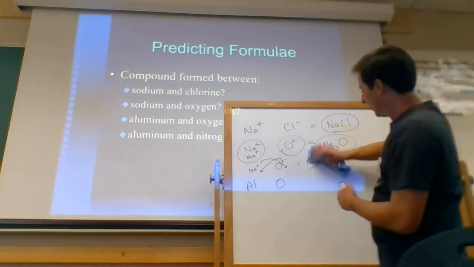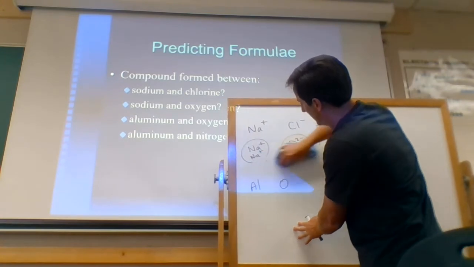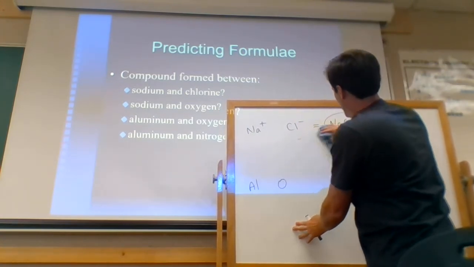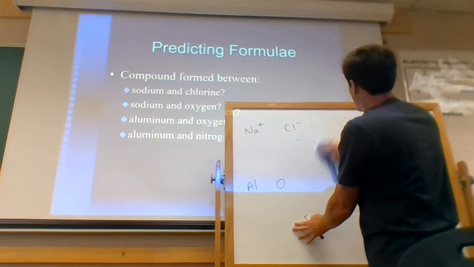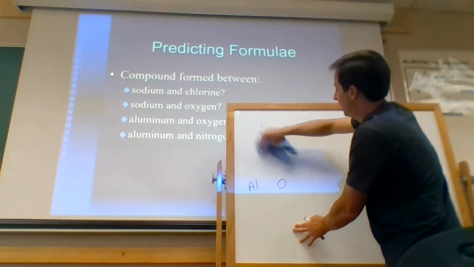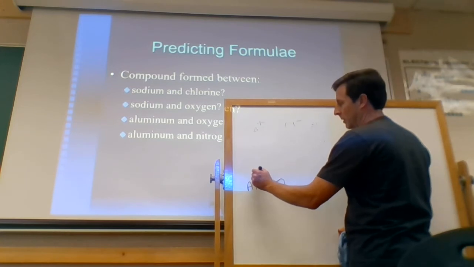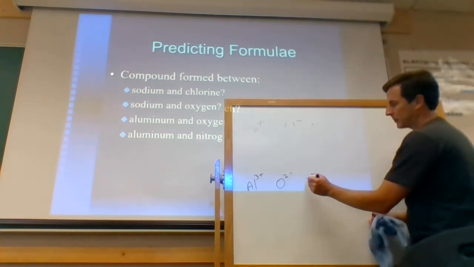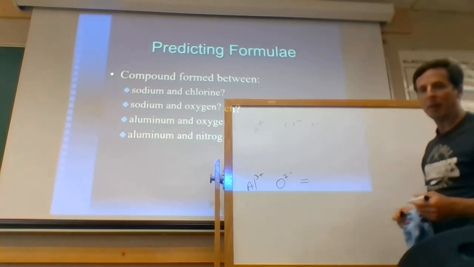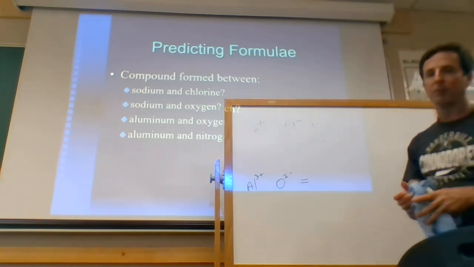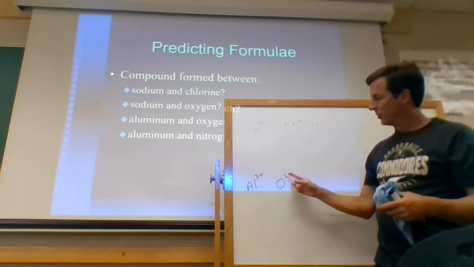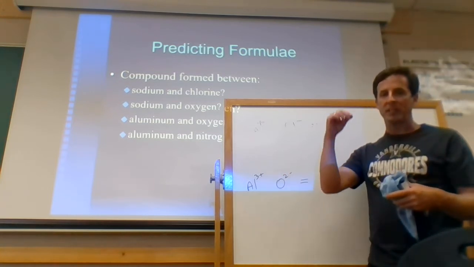So again, when I'm looking at this, I have to anticipate my charges. So aluminum is going to be 3+. Oxygen is going to be 2-. So what compound would they form? Well, I have to look for basically the lowest common multiple of the charges. With 3 and 2, the lowest common multiple of those two numbers is 6.